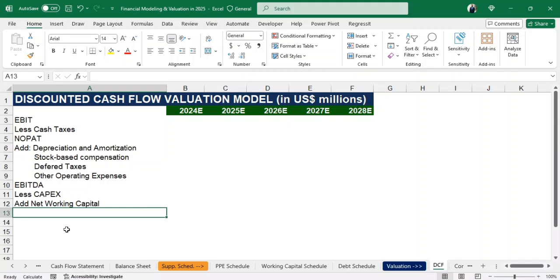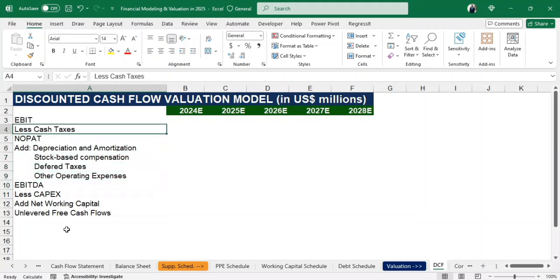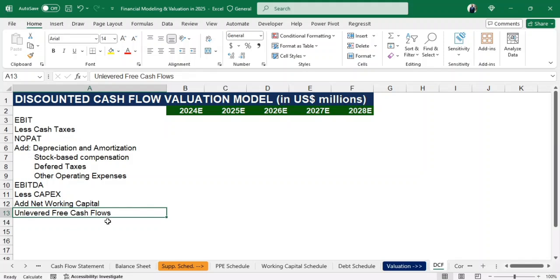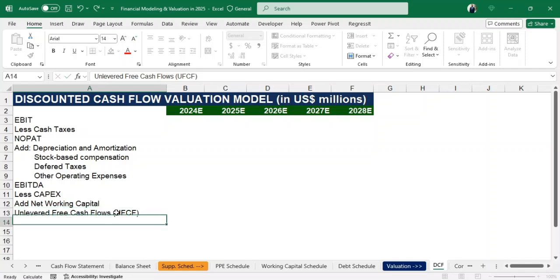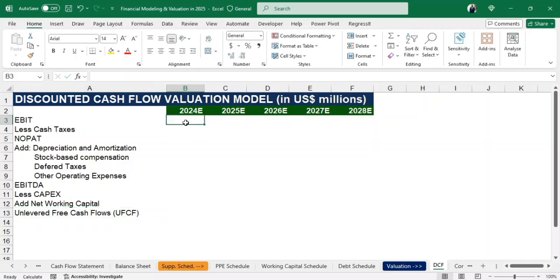Then after that, you will have your unlevered free cash flows. Okay, so now that we have gotten the format of the unlevered free cash flows, let me actually put UFCF here. All right. Now that we have gotten our format, let's input the figures.